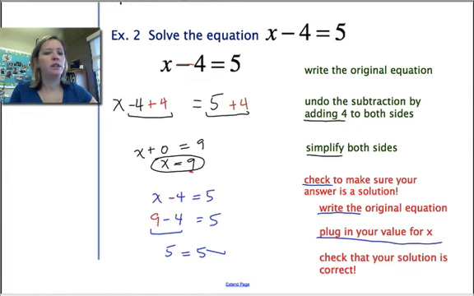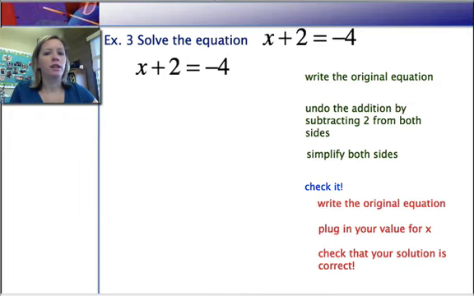Alright, so notice what I did up here is when I solved my equation, I added 4 to the left and I added 4 to the right, and I wrote it horizontally. In the next example, I'm going to write that vertically, because that's generally what we tend to do when we're solving equations. It's usually easier to work vertically. So I'll show you that way, and we'll talk about which way you like better in class.